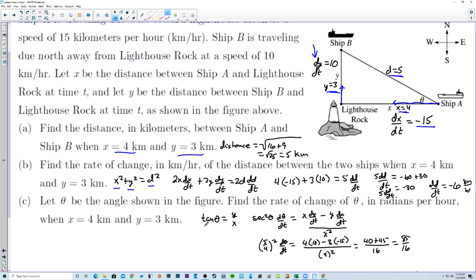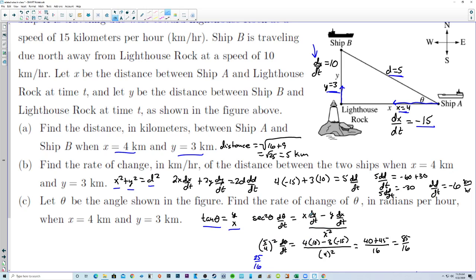But what we do know is that the tangent of theta is opposite over adjacent, y over x. We'll take the derivative of both sides. So the derivative of tangent is secant squared. And then we have bottom times derivative of the top minus top times derivative of the bottom over bottom squared. We know that the secant is the reciprocal of cosine. So we have 5/4. So 5/4 is secant. We need to square that. Of course, that's going to be 25/16.